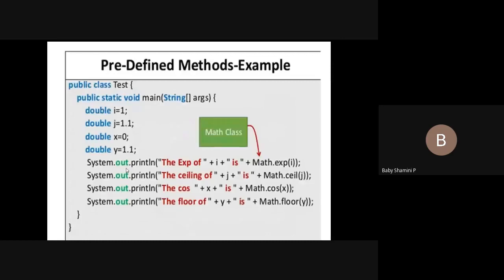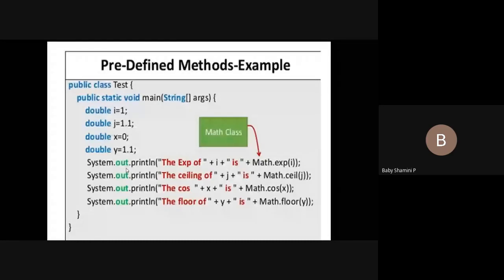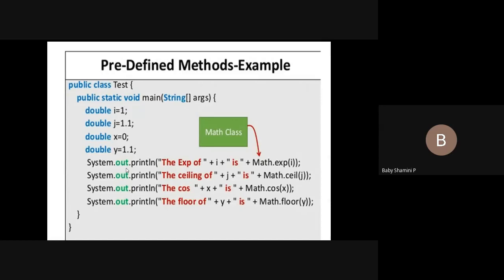So this is an example for predefined functions. Public class test, public static void main string of args. This is our main line in our Java program. Next, I am going to find an exponent of a number, and ceil, cos and floor. Exponential is e power some value. So double i equal to 1, double j equal to 1.1, double x equals 0, double y equal to 1.1.